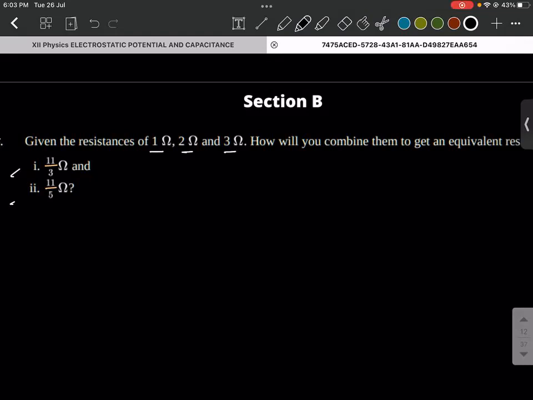Denominator is 3. So when you take two resistors and connect them in parallel, you write them as R1 R2 divided by R1 plus R2. So R1 plus R2 must give 3 in the denominator. So to get that 3, what should I connect in parallel? 1 and 2 I'll connect in parallel, and that will be connected in series with 3. Is the logic clear, right? 1 and 2 you will connect in parallel, and 3 in series with it.